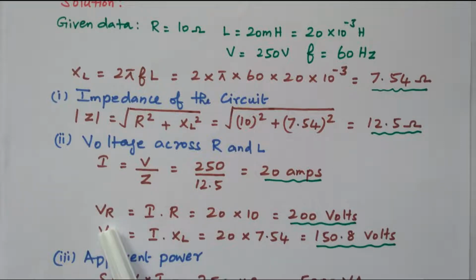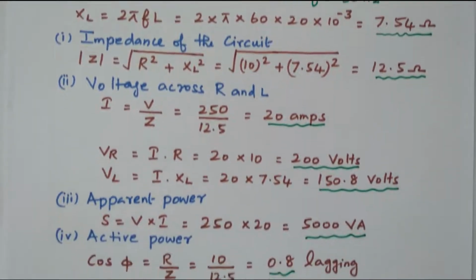Then we will find the voltage across the resistor, VR equal to I into R, that is 20 into 10. I is 20 ampere, R value is 10. So 20 into 10, 200 volts. Voltage across the resistor is 200. Similarly, the voltage across the inductor, VL equal to I into XL, I into inductive reactance. The I value is 20, the inductive reactance is 7.54, which we already calculated. By simplifying this, we got 150.8 volts. So the voltage across the inductor is 150.8 volts.